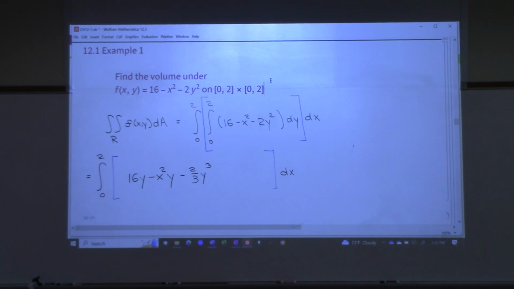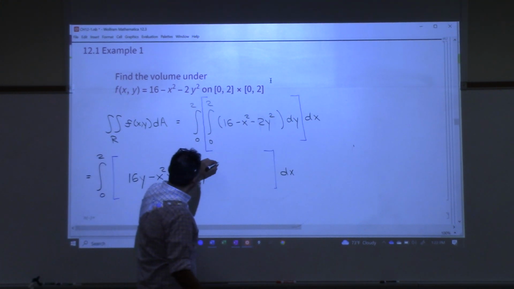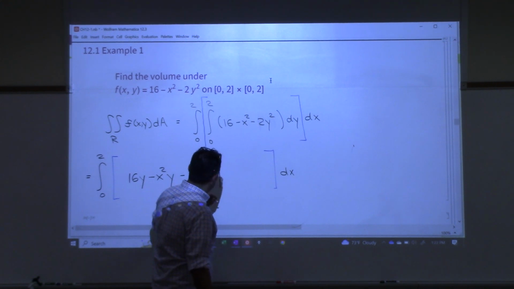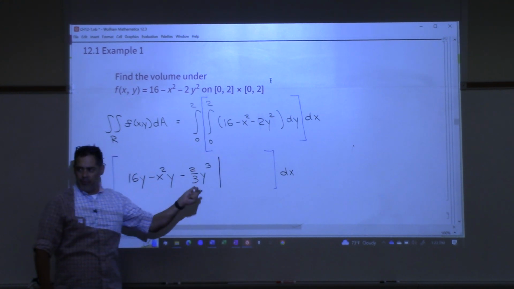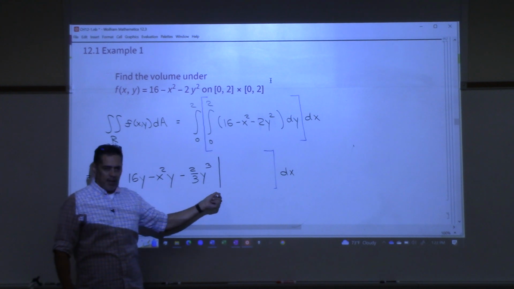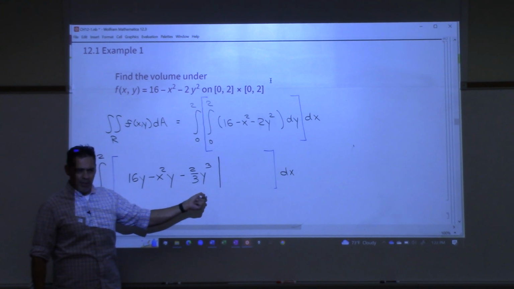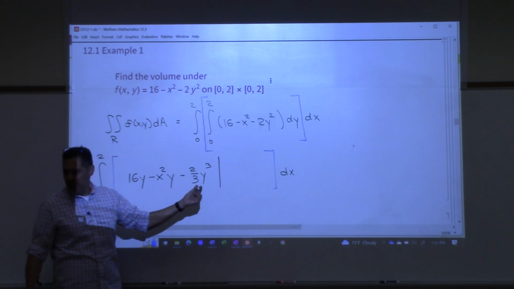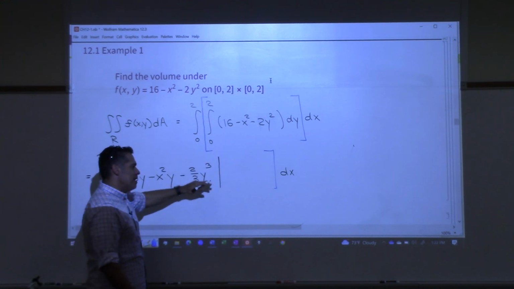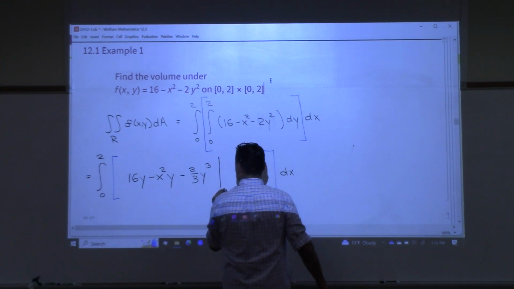Now, I do not put plus c because this is a definite integral. I have limits of integration. So now this is a good place to put the, I don't know what your previous professors call this, evaluation bar. The evaluation bar. So this is the place where you can put your two limits of integration.